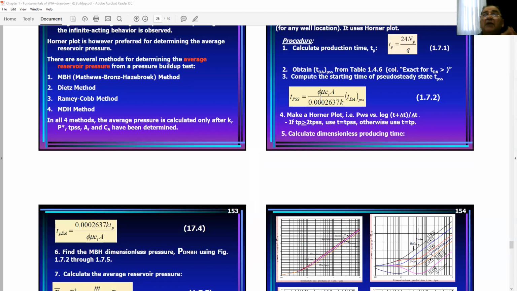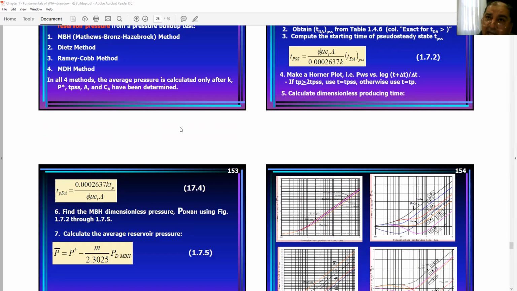Now, when you get t_pss, you're going to compare t_pss with your production time, the one that you have used in the Horner plot, tp. If tp is greater than 2 t_pss, then you need to replot the Horner plot using t_pss instead of tp. If it is not, then you're going to keep the Horner plot as it is. So you do not need to change.